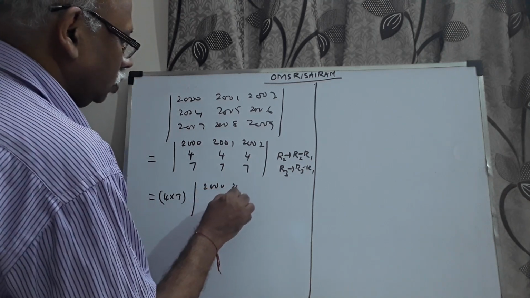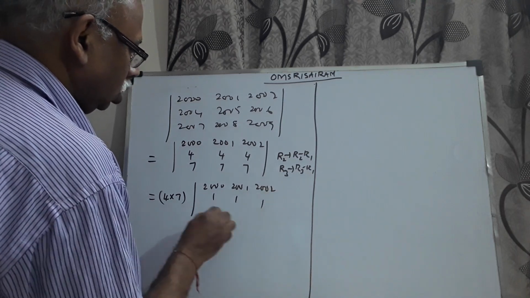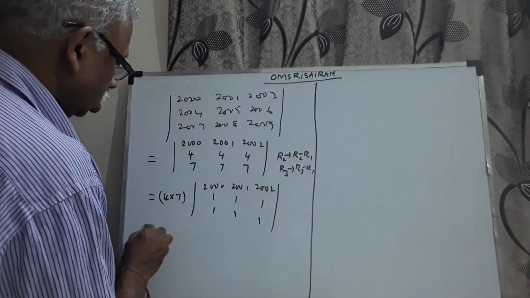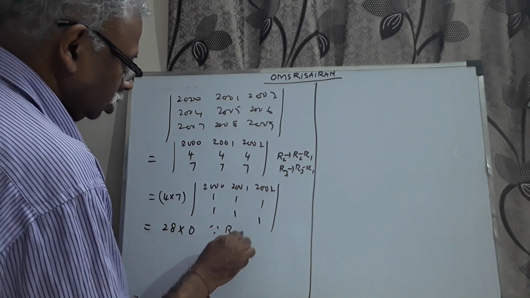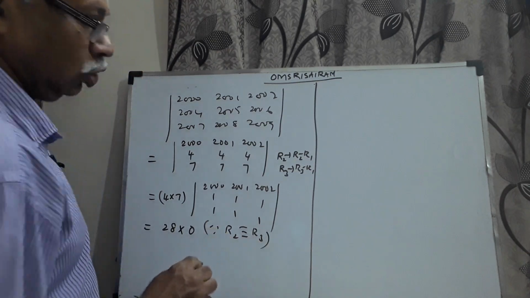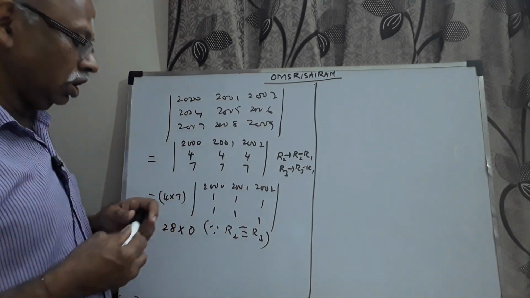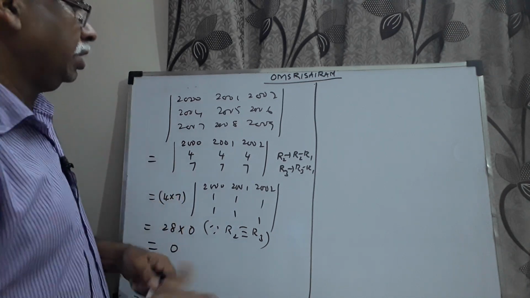Therefore this will be 2000, 2001, 2002 as it is, 1, 1, 1, 1, 1, 1. Here it will become automatically 28 into 0 since R2 is identical to R3. I won't say equal. The corresponding elements are equal. I call it identical, which gives 0. Let me just explain once again.